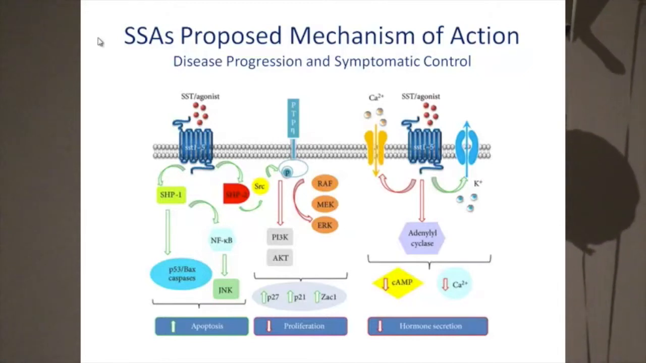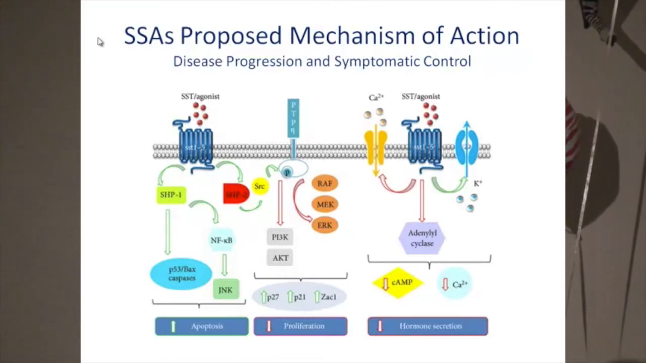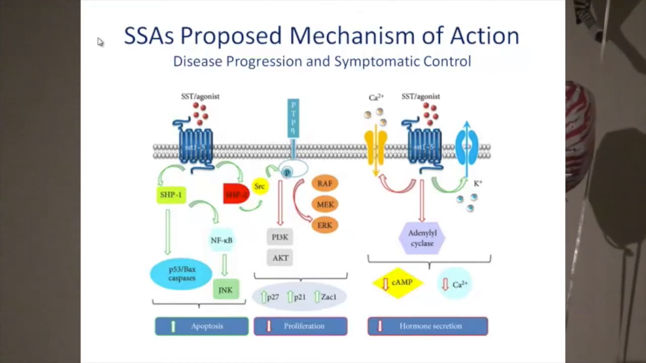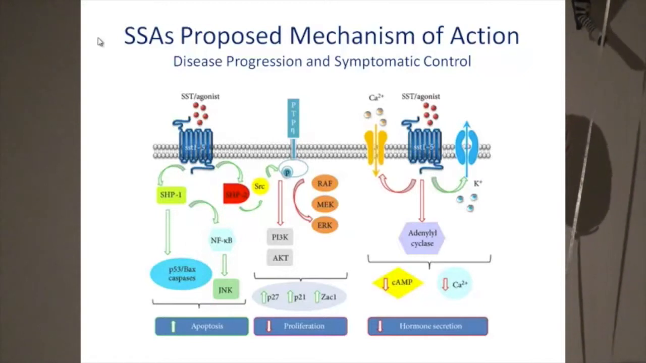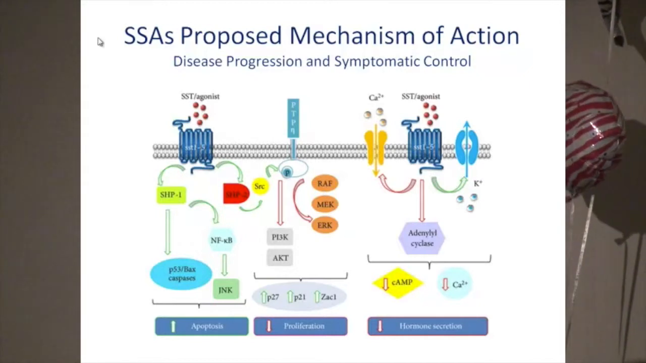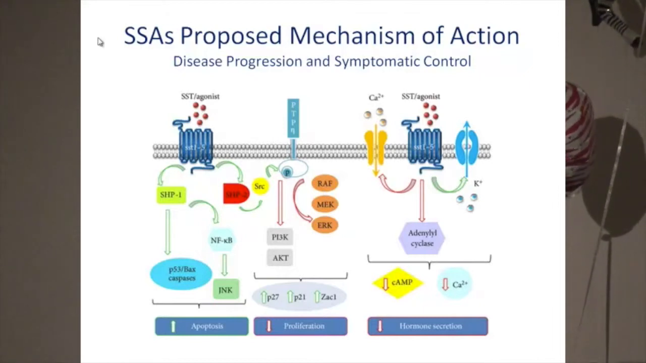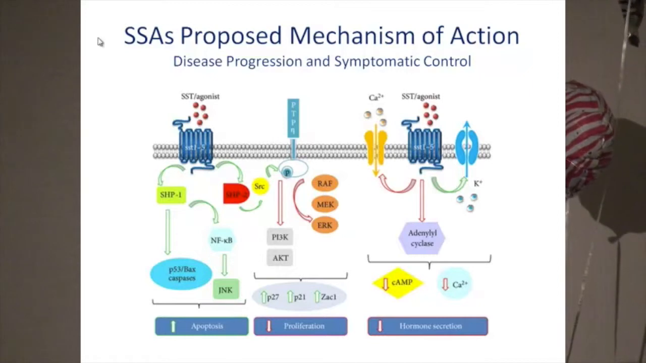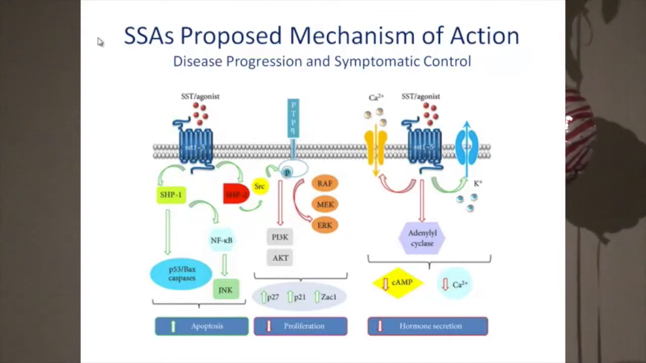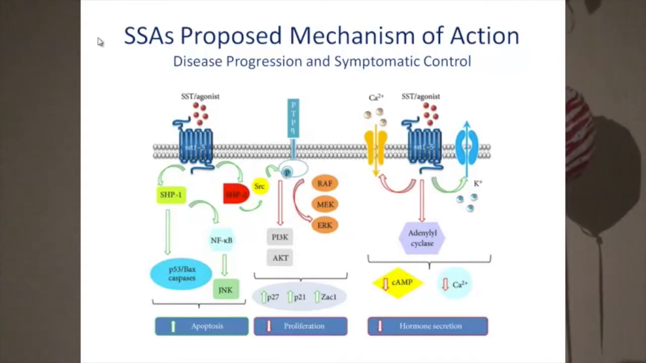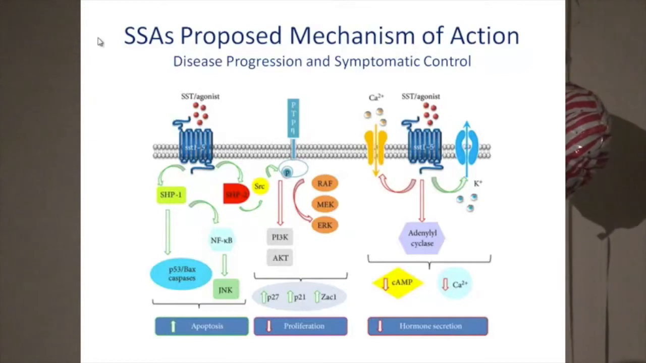On the left-hand side, or my left-hand side, is the mechanism where anti-tumor effect is usually a result, where you can see that there is increase in apoptosis or cell death, and then a decrease in proliferation, or anti-proliferative effect. And on the right side is the mechanism whereby hormone secretion is increased through the cyclase pathway and the pump associated with calcium mediated pump.